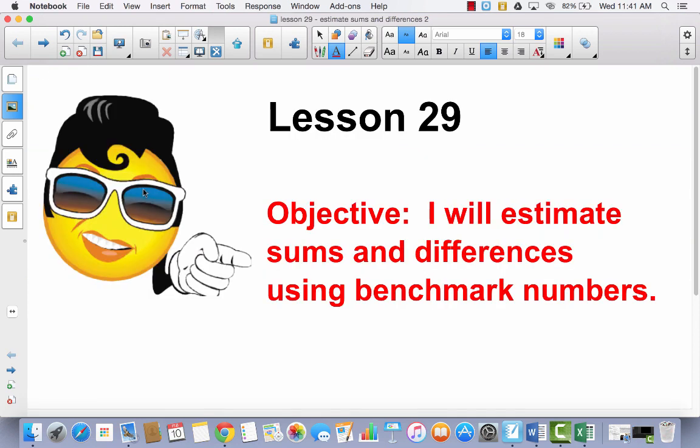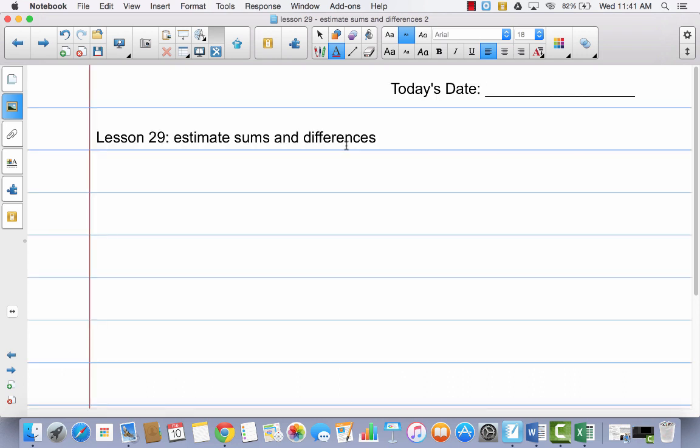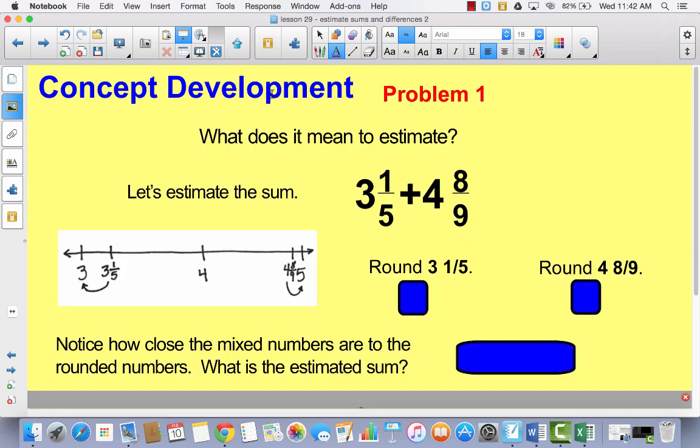Lesson 29, I will estimate sums and differences using benchmark numbers. So today we're going to be talking about estimating. In your math journal, I want you to go ahead and write today's date, Lesson 29, estimate sums and differences, and then we're going to talk about what this means.